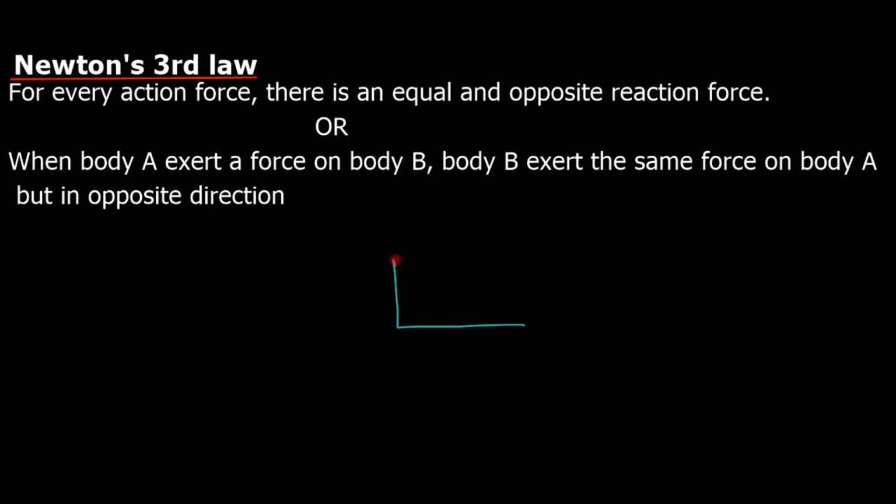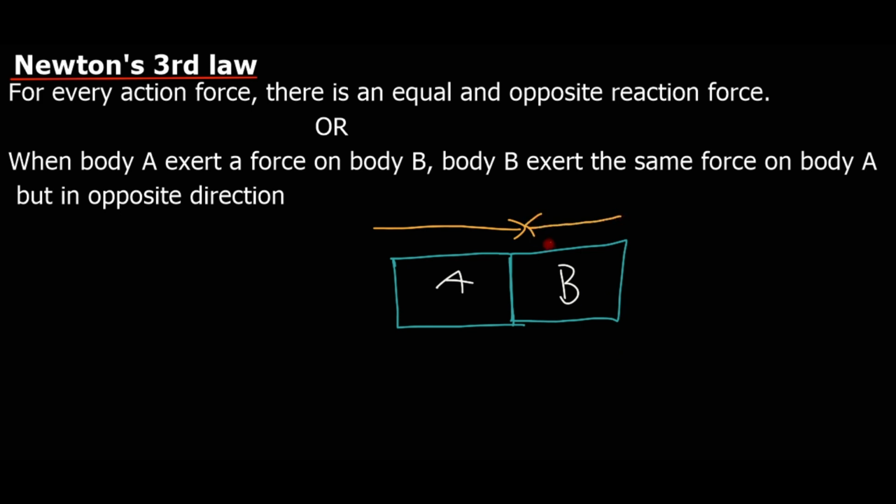two objects that are in contact. Let's say this is body A and this is body B. Body A exerts a force on body B, and body B exerts the same force on body A but in the opposite direction. If this force is 50 newtons, it means this one is also 50 newtons but in the opposite direction.